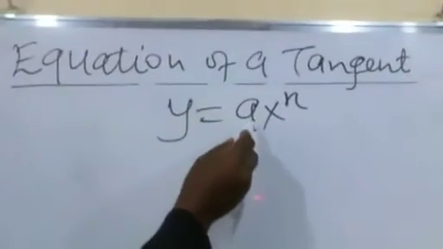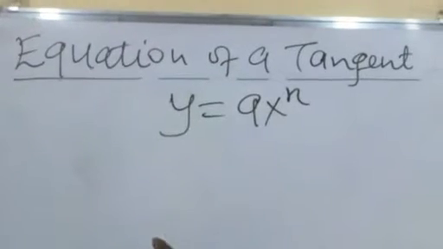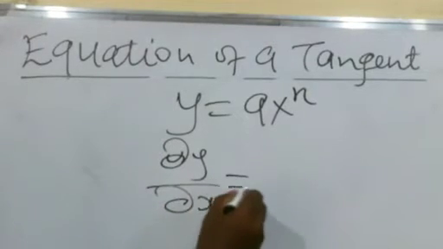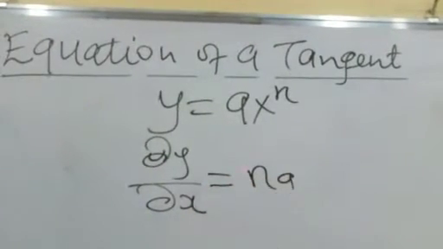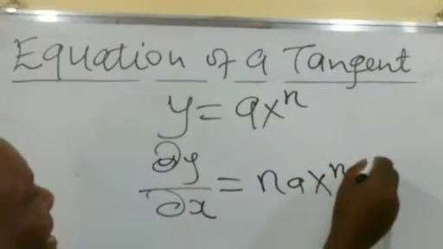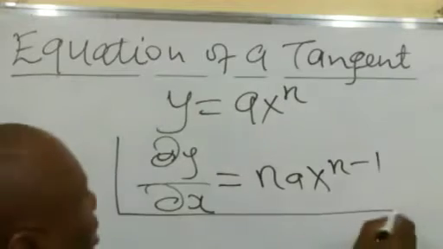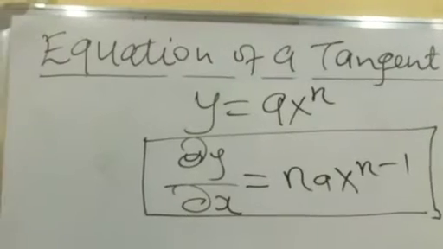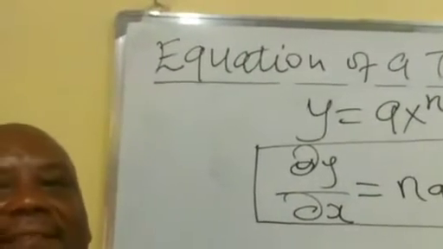In our previous class, we tried to derive the derivative of given functions. For example, we saw generally that if you have a function like the one we have here, y equals a x raised to n, then the derivative of this function will be dy/dx equals n a x^(n-1). This is the general formula which you use whenever we have any given function and we want to have its derivative.